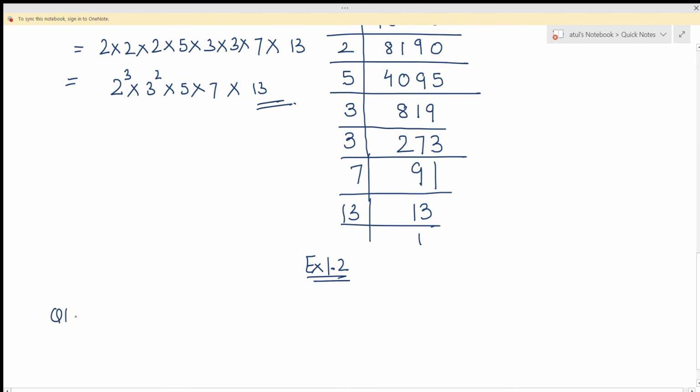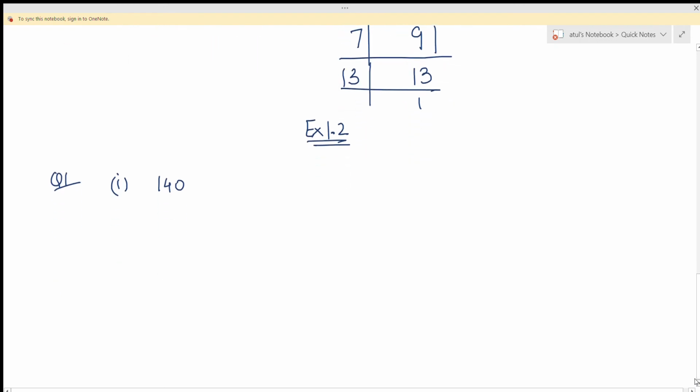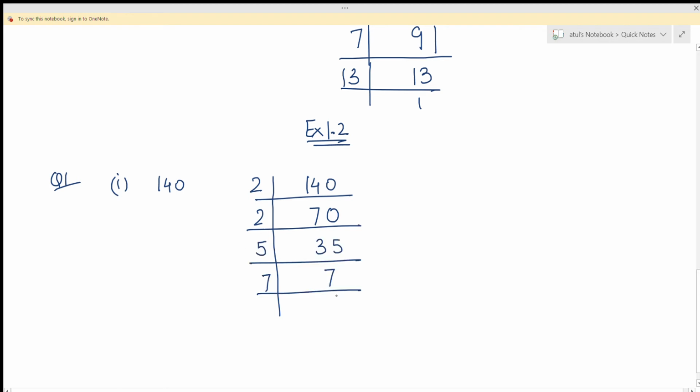Question number 1 says: express each number as a product of its prime factors. So first part is 140. Let's express this in terms of its prime factors. 140 is divisible by 2. 2 sevens are 14, 70. Then again we'll use 2. 35. Now it is divisible by 5. 5 sevens are 7, 1. So the prime factors are 2 into 2 into 5 into 7. I can also write it as 2 raised to power 2 into 5 into 7. These are the prime factors of 140.